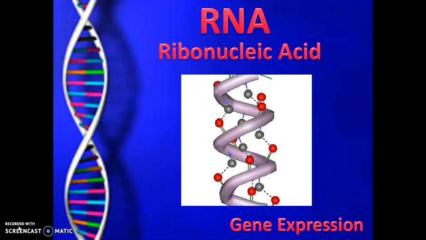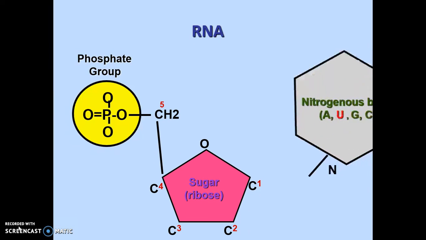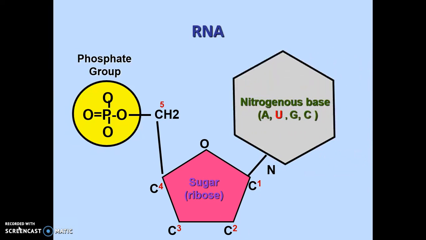Well, to do that, we need to meet RNA. RNA is the other nucleic acid that exists, ribonucleic acid. So it's still a nucleic acid, so it's still made out of the same building blocks, nucleotides. So let's remind ourselves what a nucleotide looks like. We have a phosphate group, which is always represented by a circle. We have a sugar ring. In this instance, it's a ribose now. And then we have our nitrogenous base, connected there by the nitrogen.